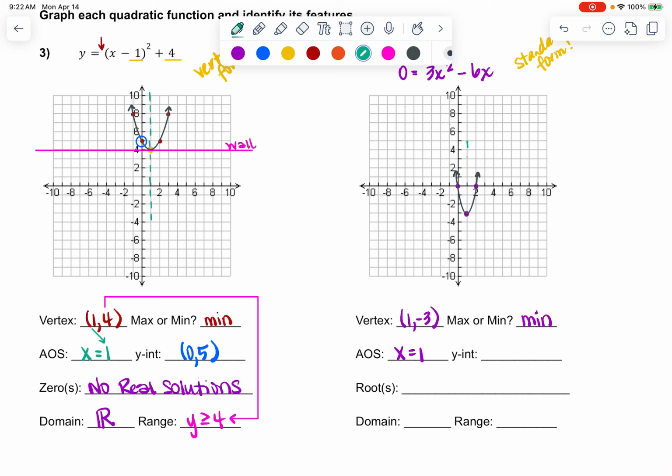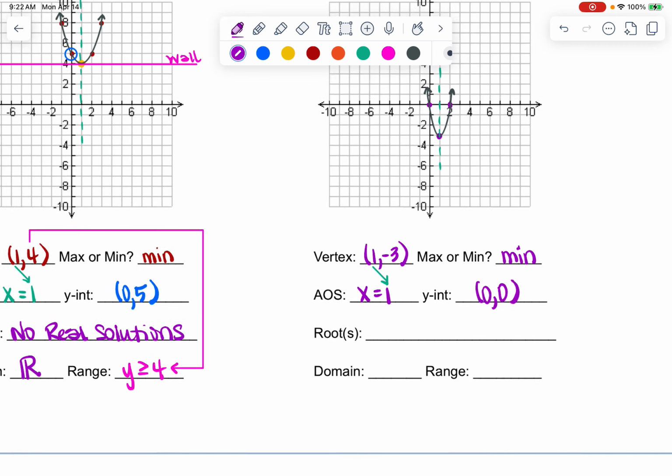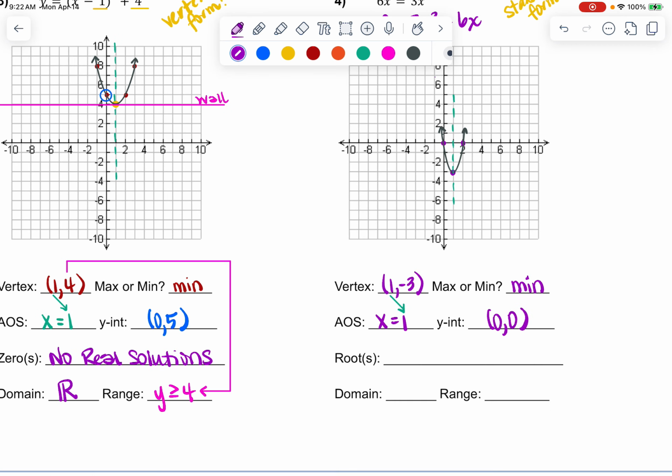Remember, that's our vertical line that splits the parabola in half, and it also has to have the exact same x value as your vertex since the vertex lies on your axis of symmetry. Let's see, the y-intercept was 0, 0 because it's going through the origin. Remember, roots are also known as zeros, solutions, x-intercepts, right? So when it says roots, it's asking us for those x-intercepts, which are at 0, 0 and 2, 0.